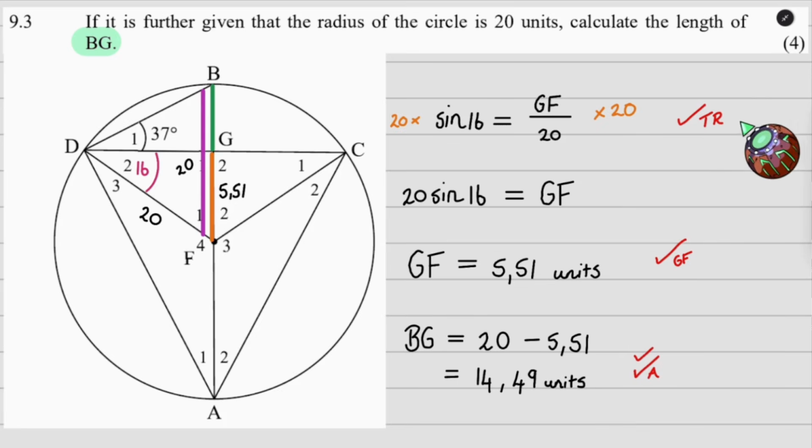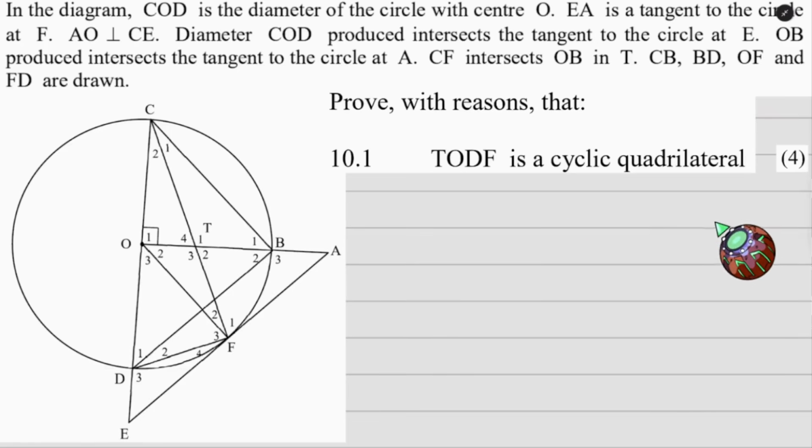And then our 4 marks come from the trig ratio used over here. The correct length of GF gotten over there. And 2 marks for the correct answer, 14.49. Coming in hot with question 10.